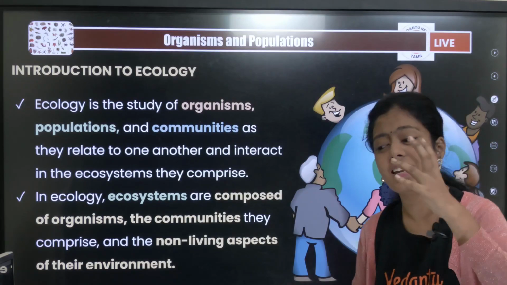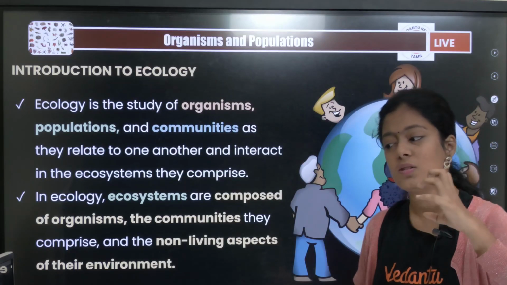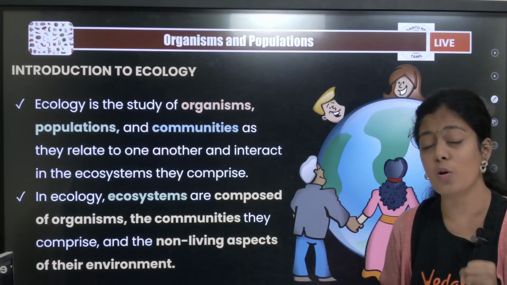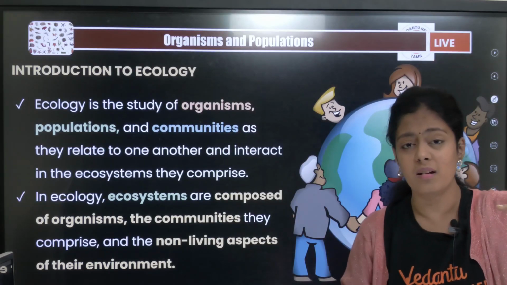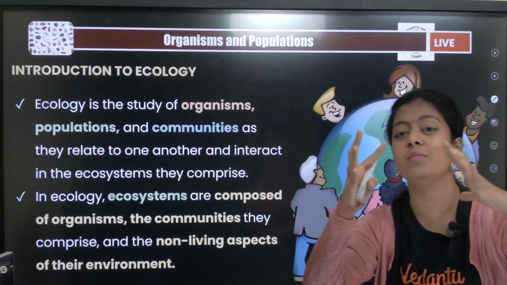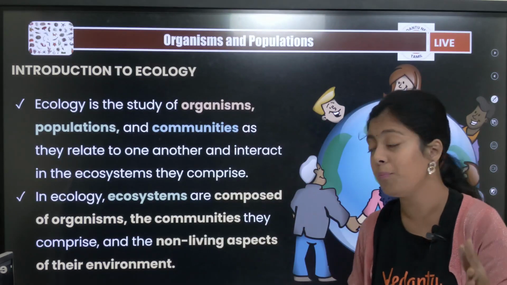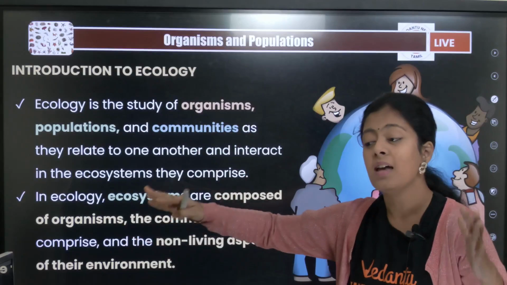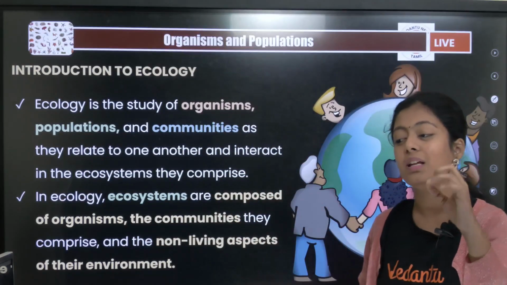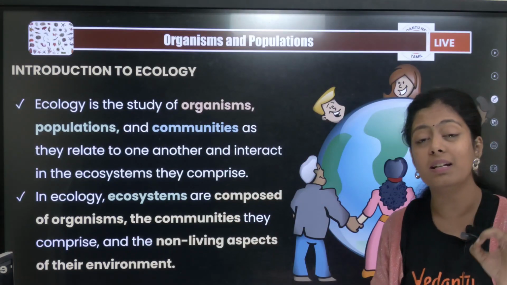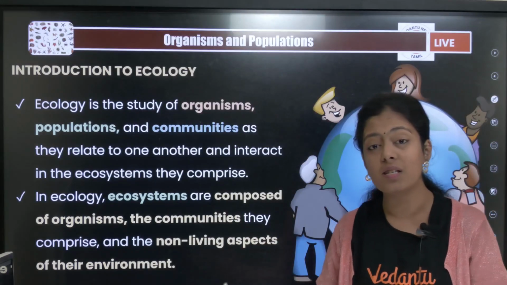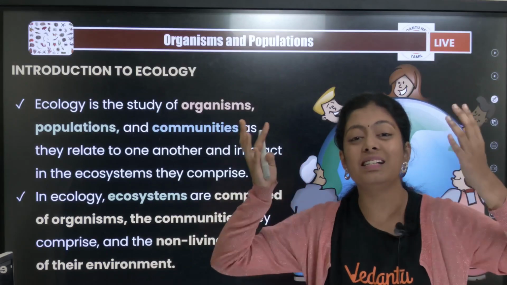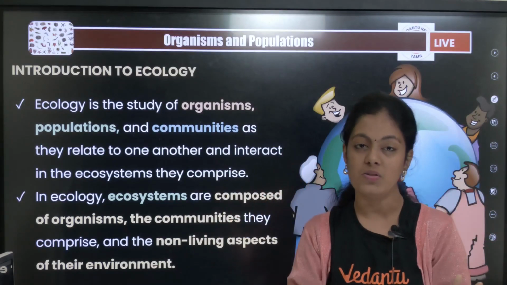What is this ecosystem? In ecology there is something called ecosystem. Like you have your desert ecosystem. It comprises the desert and the organisms that live in the desert, right? So it comprises the non-living aspects of their environment and also the living aspects. So that is what we call ecosystem. Ecology is the study, and ecosystem is the place that we are studying, pasangla.